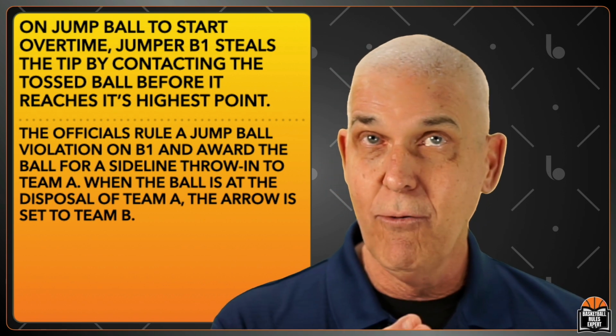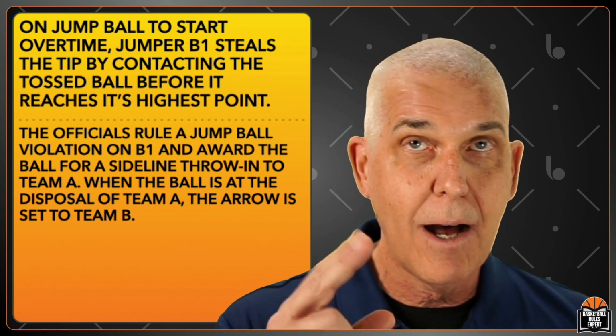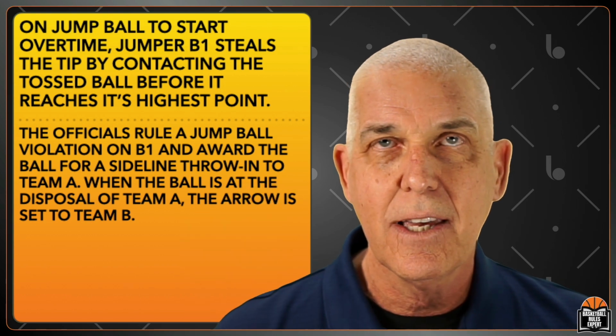Right? Jump ball to start overtime. Jumper contacts the ball before it reaches its apex. A violation is ruled by the crew. Sideline throw-in. We're going to have a throw-in at the spot nearest the violation. It's going to be a sideline throw-in. And we have yet at this point to set the possession arrow. When the ball is at the disposal of the thrower for the throw-in is the appropriate time to set the arrow in that instance.